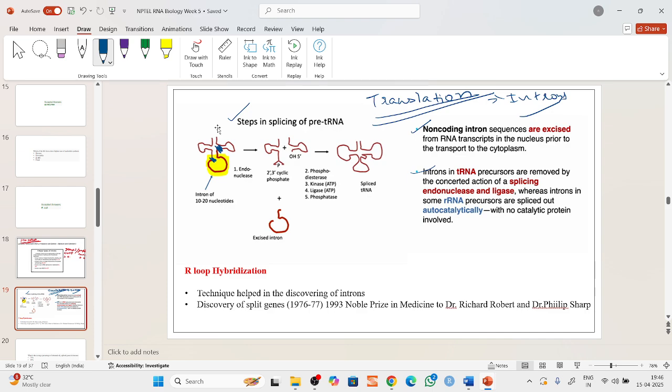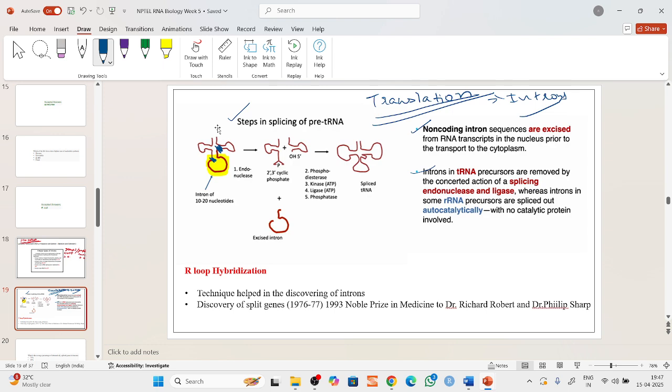Okay. So I hope you read this point and went through this image and understood the steps in the splicing of pre-tRNA and how tRNA splicing is different from rRNA splicing. Now, R-loop hybridization was a technique that helped in the discovery of introns. And for this, Dr. Richard Roberts and Dr. Philip Sharp also got the Nobel Prize because of the discovery of split genes. So it's very interesting. We will be studying about this in subsequent lectures also.